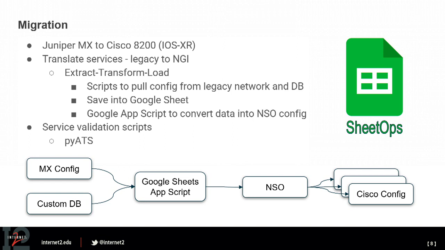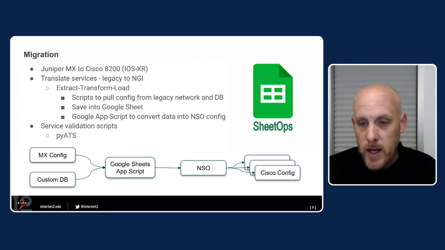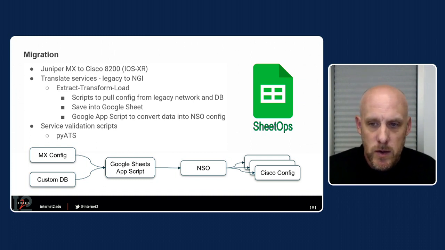We also have a custom DB that some of our data comes from. So we wrote some scripts to extract data from our legacy network and extract data from the custom DB, and this produces a CSV file. And initially, we were thinking we would just take that data, run it through some Python script, generate NSO configuration, and push it out to NSO. But we needed a way for engineers to look at that data and possibly modify it. Maybe some services didn't need to get migrated.